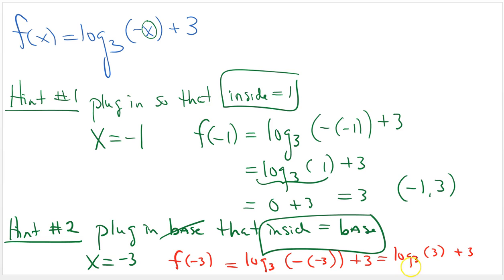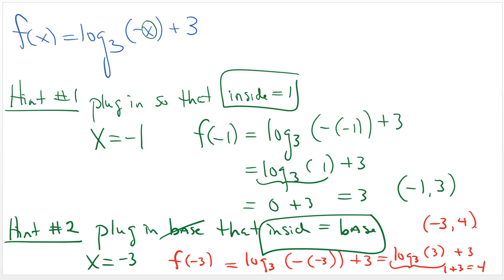Now, why did I do that? Because we know that log base 3 of 3 is 1 anytime the base and the argument match. So that's my goal. I want to make the argument equal to 1 for the first hint, and I want to make the argument equal to the base for the second hint. So that's going to be 1 plus 3 equals 4. If I plot them, that's a y value. If I plot that point, it would be negative 3, comma 4.